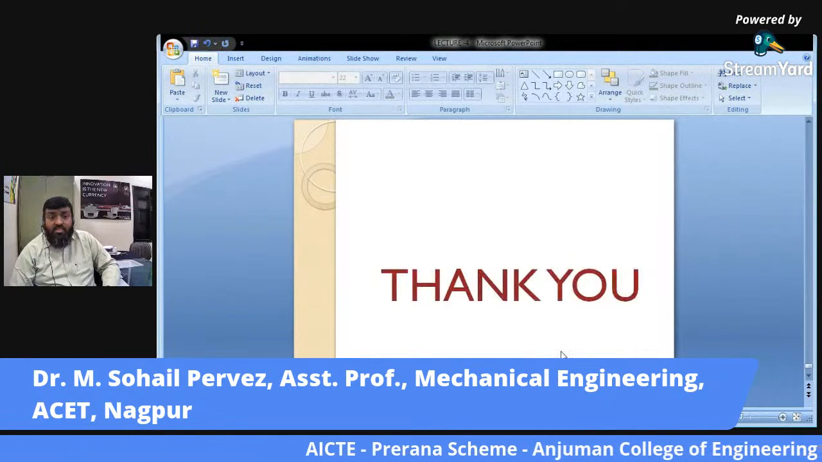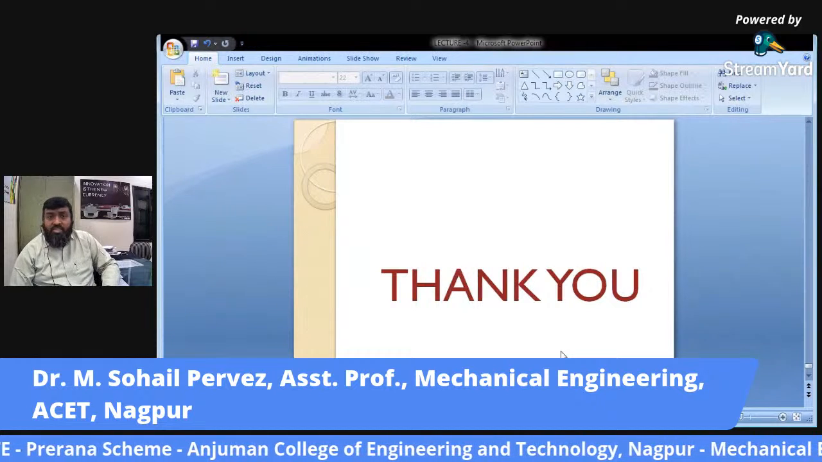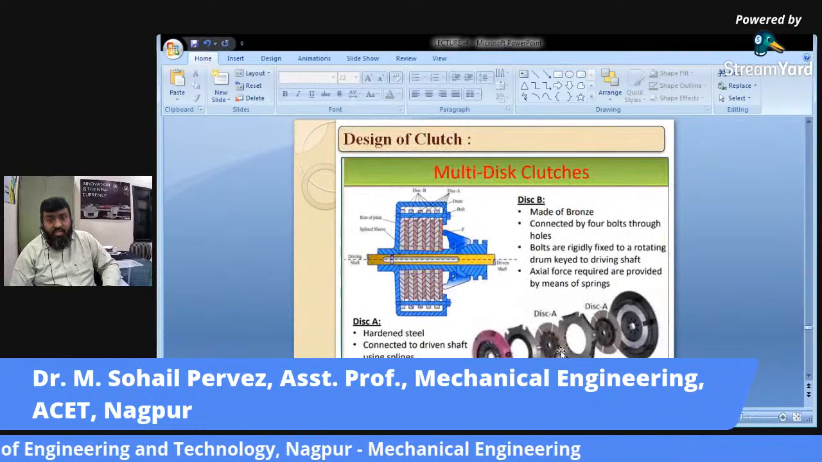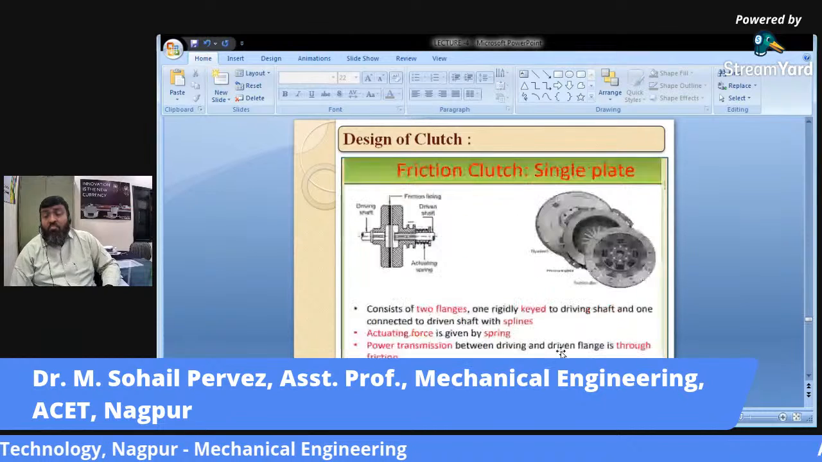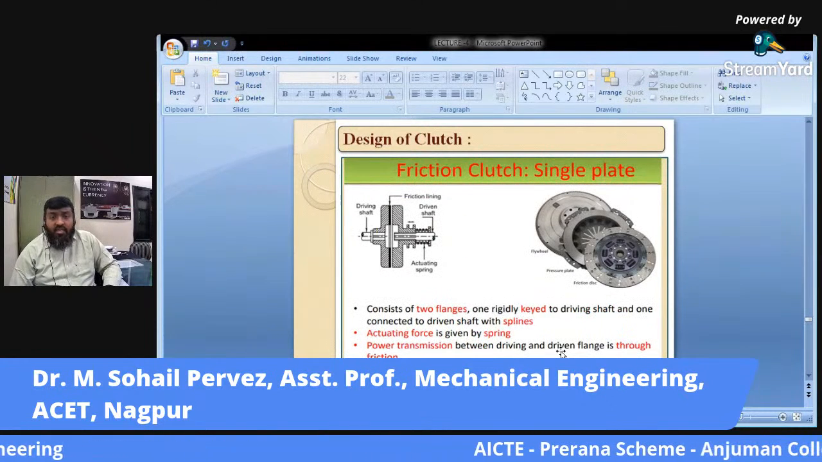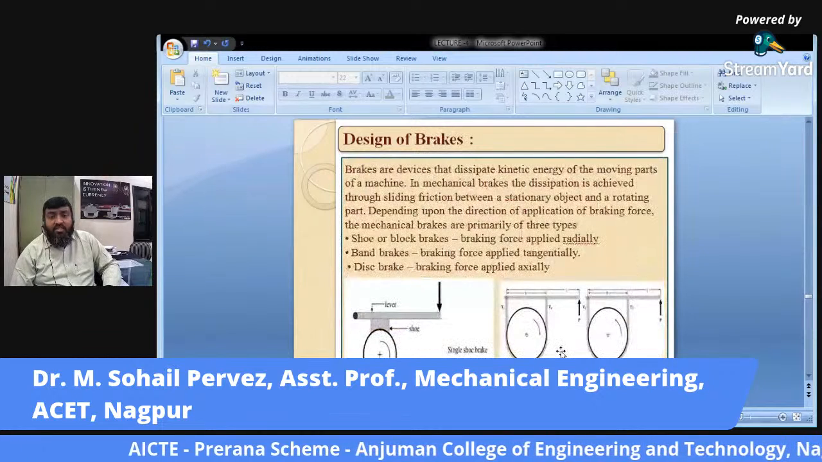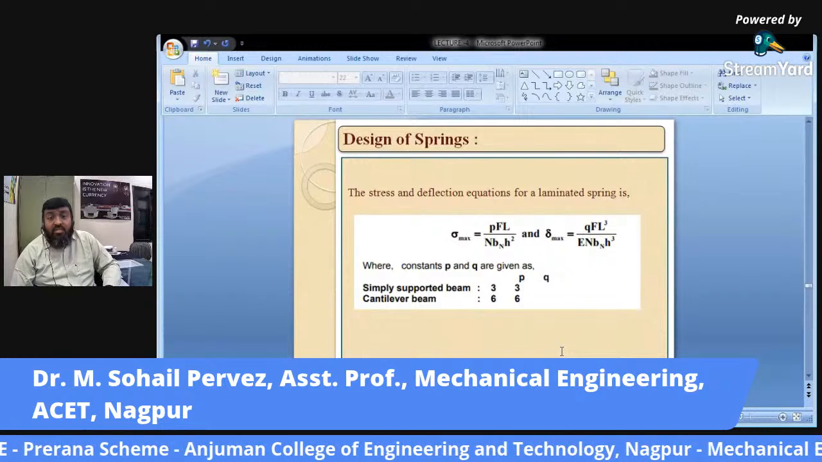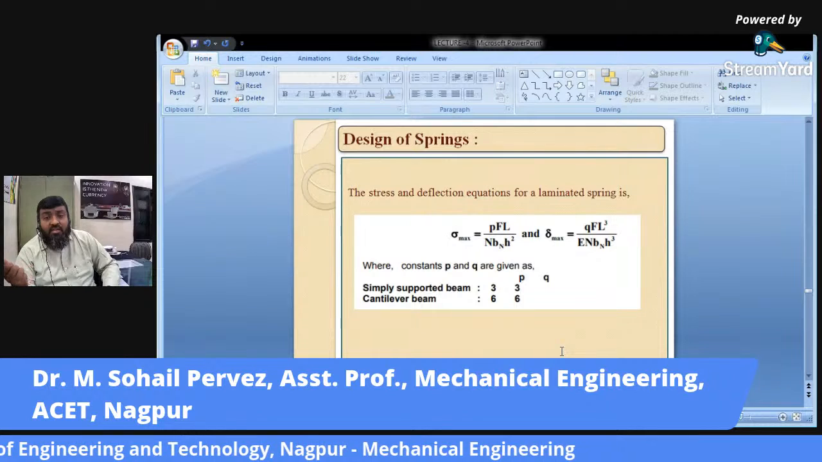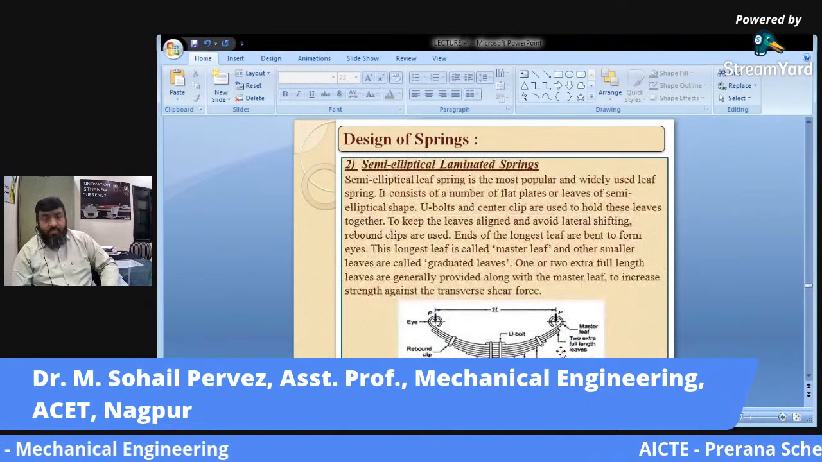So thank you so much. As far as the design of machine elements is concerned, we have covered the basic components of a mechanical system. Again, the design part, mostly I have tried to cover it, because the basic design elements are there in our slides.